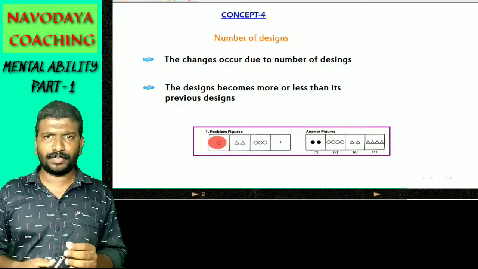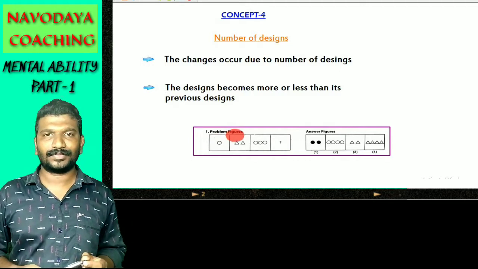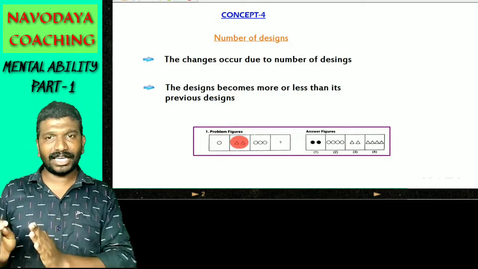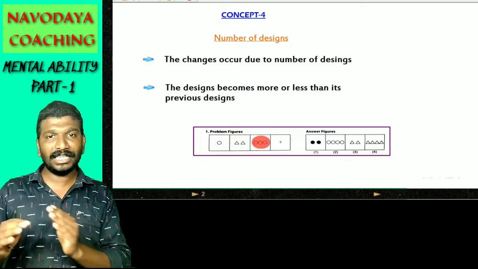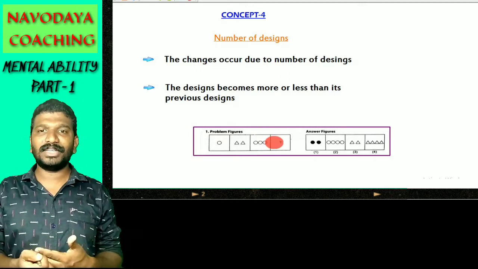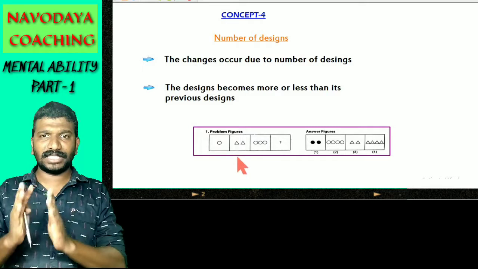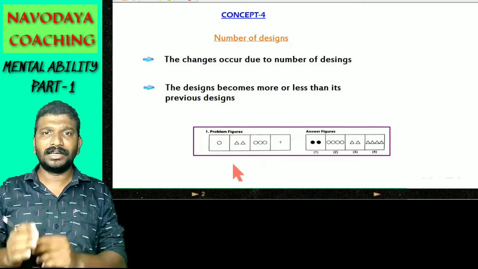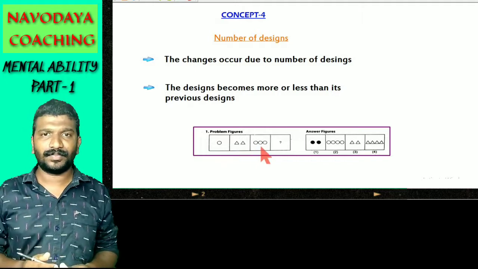In the first box, there is one circle. In the second, there are two triangles. In the third, there are three circles. The relation between the problem figures, first to second and second to third, is that the number of figures is increasing.